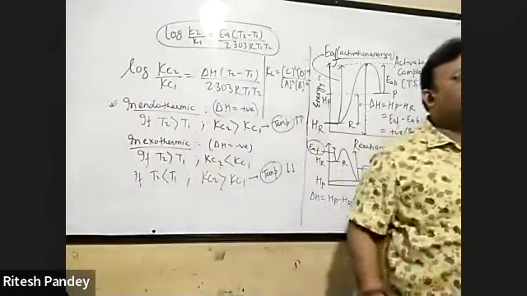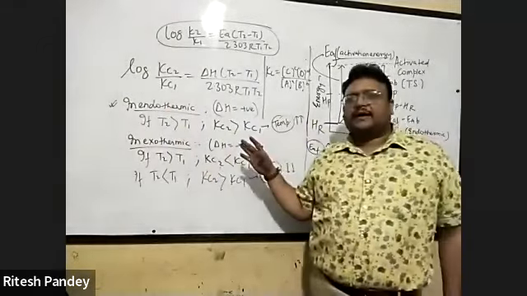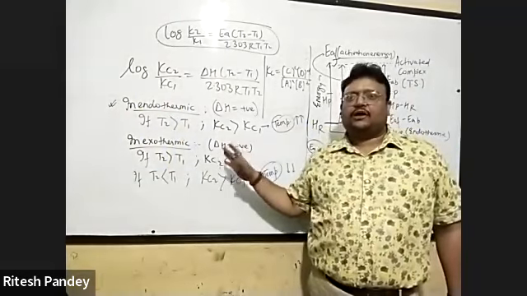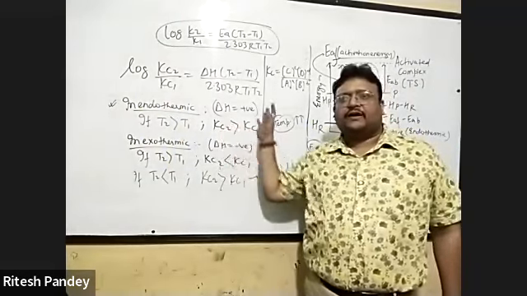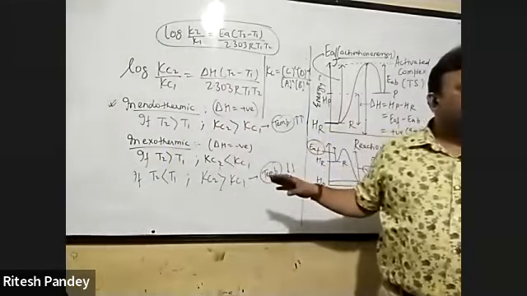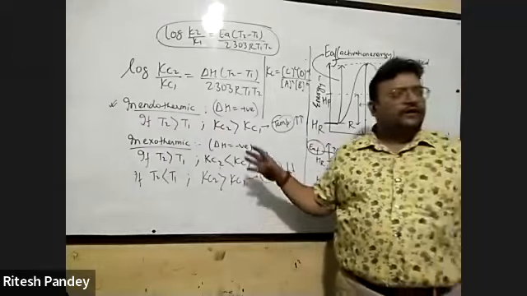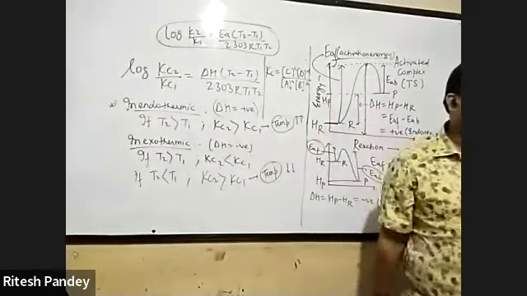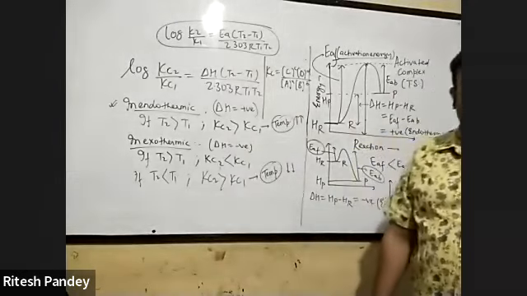You have been told so far that in endothermic, keep the temperature higher, and in exothermic, keep the temperature lower. In endothermic, if you keep the temperature higher, T2 more than T1, everything is positive, Kc2 is more than Kc1. In exothermic, to keep Kc2 more than Kc1, you want T2 to be less than T1, so the two negatives become positive. Yes or no? What's happening is the following.